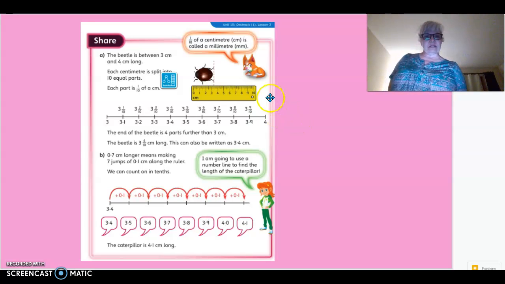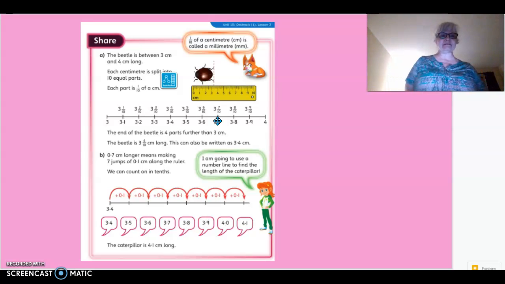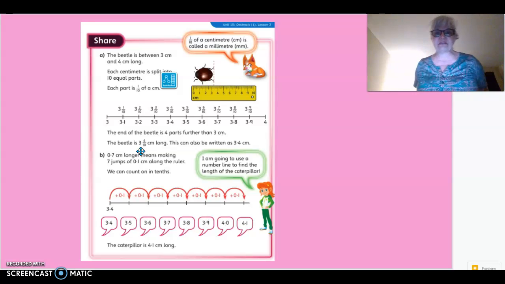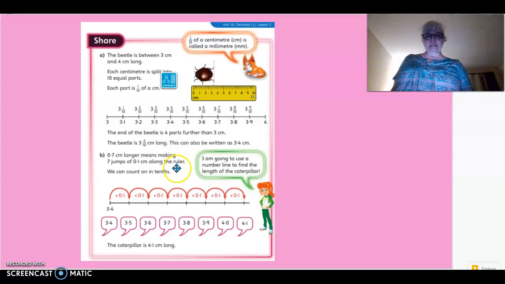And so when we're counting again, 3 and 7 tenths, 3 and 8 tenths, 3 and 9 tenths. We don't say 3 and 10 tenths, rather we say 4. All right, so the end of the beetle is 4 parts further than 3 centimeters, so the beetle is 3 and 4 tenths of a centimeter long, or 3.4 centimeters. All right, if you have any questions, stop the video. Miss Asma can explain further.